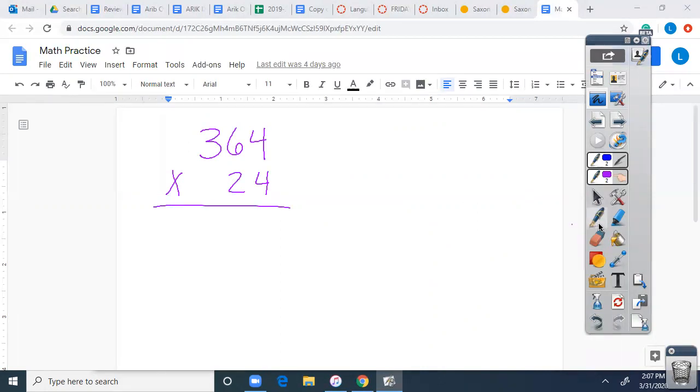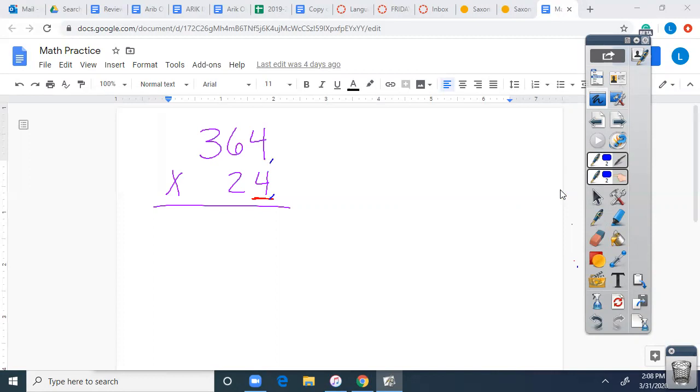The first thing we're going to do, we are only going to focus on this number right now, this 4. So we're going to pretend that the 2 doesn't even exist. And we're just going to do 1-digit by 3-digit multiplication. We're just going to do that 4 times 364. Let's go through those steps together.